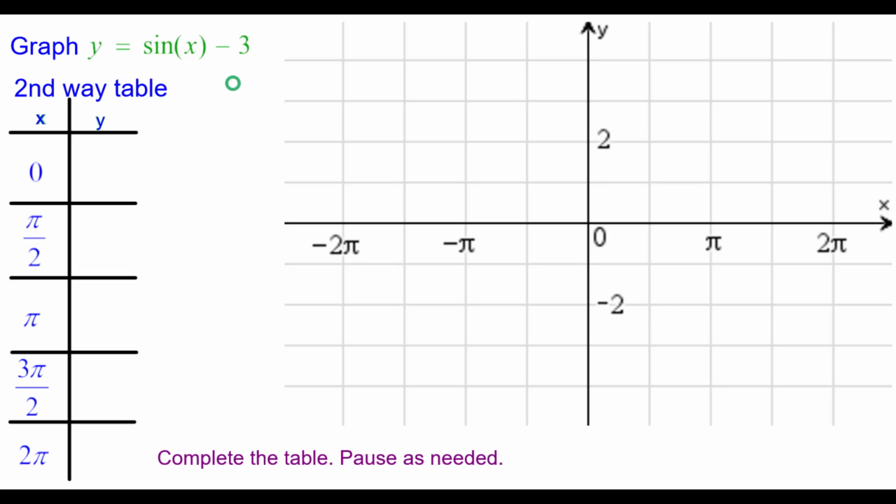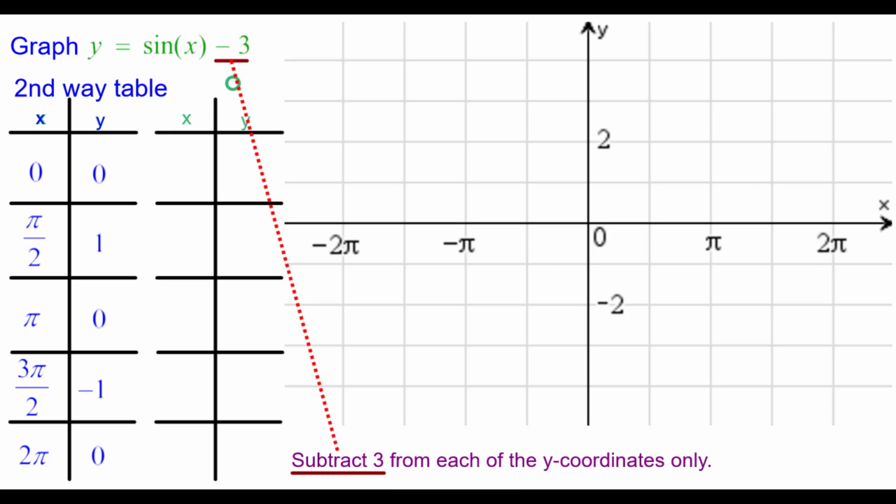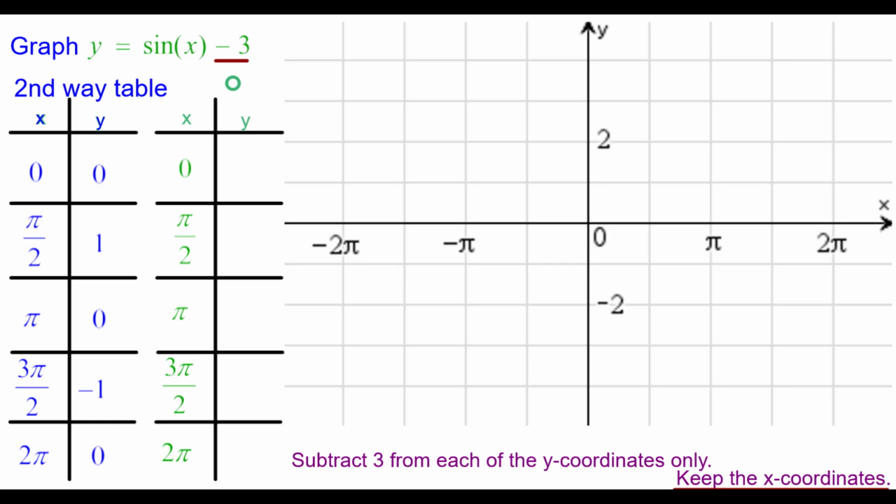Second way is with a table. So this is our normal table. Go ahead and complete it. Pause to do so. Those are our values on the axes. Create a second table. And the one parameter is subtracting 3 from each of the y coordinates only. We're keeping the x coordinates the same, so let's go ahead and just duplicate those. And now we're going to subtract 3 from each of the y coordinates.